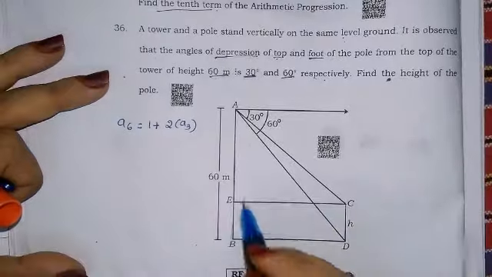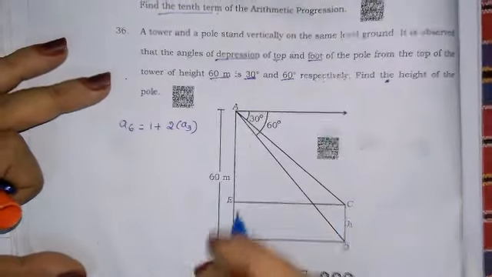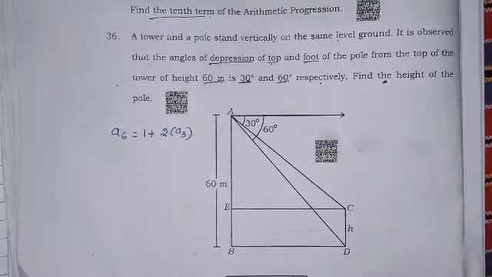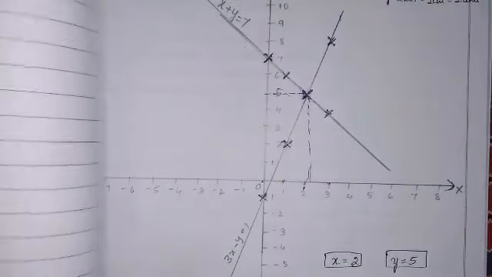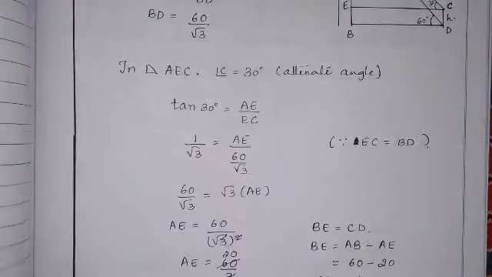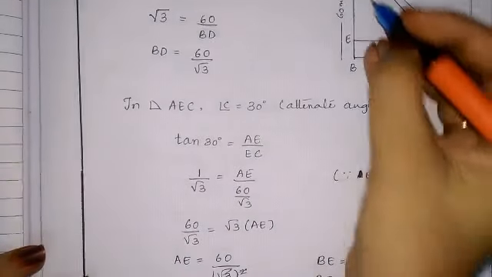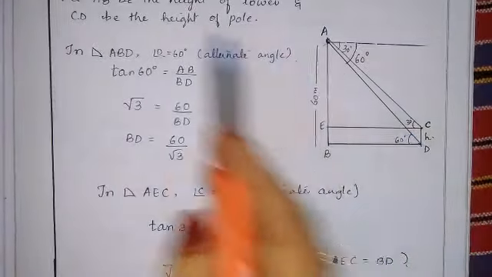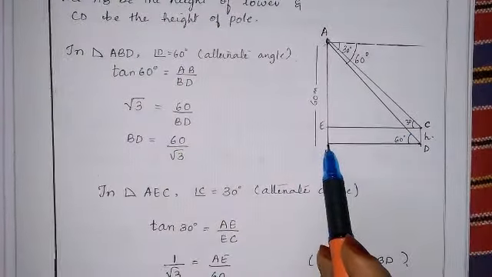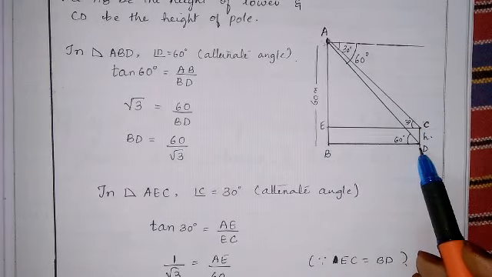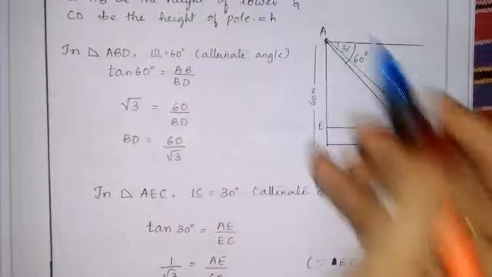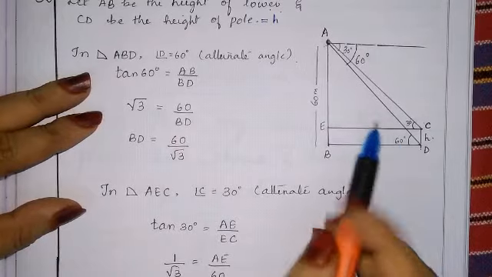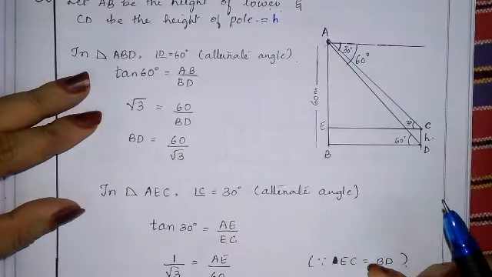They have given a figure. You can see this is the tower, 60 meter they have told, and CD is the pole. So let us see how to solve this. Here I have already solved. Let me show you. Here I have drawn the figure the way they have given it. Now let AB be the height of the tower and CD be the height of the pole, where CD they have given as H. For solving such problems we should always focus on right angle triangles.